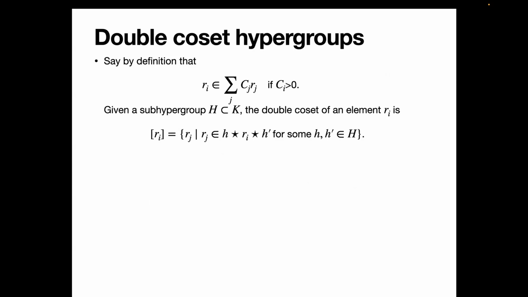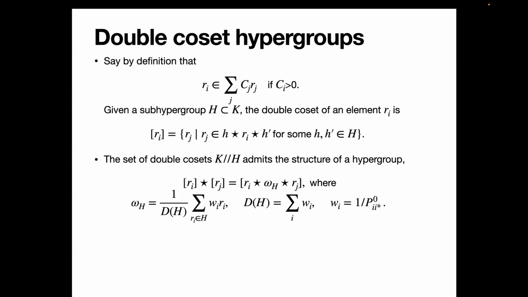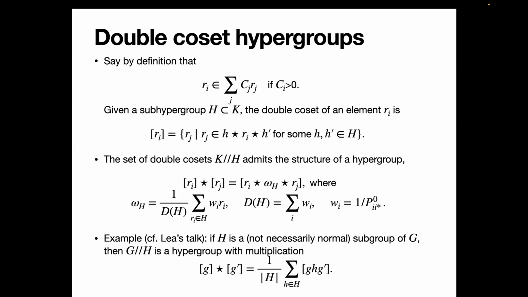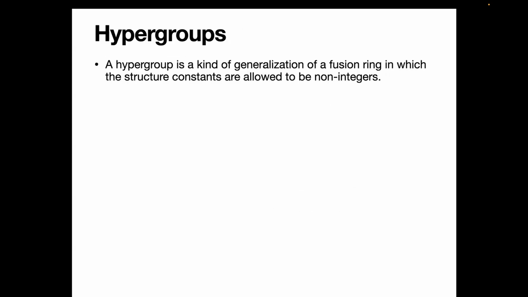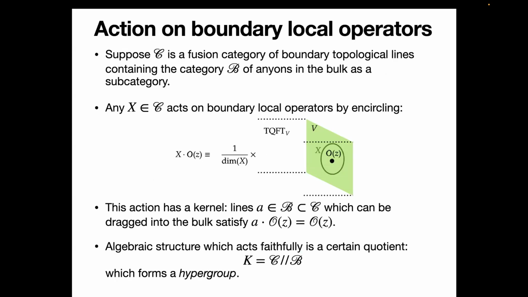Good, and so Leah did this special case of a double coset of groups, but actually there's a general construction whereby you can take the double cosets of any hypergroup by one of its sub-hypergroups. The actual definition is not going to be used anywhere, so let me just flash it and say that this construction that Leah mentioned is a special case of this. But this is the construction I'm using on this previous slide when I say that the thing that acts faithfully is this quotient. It's the double cosets of B inside of C.